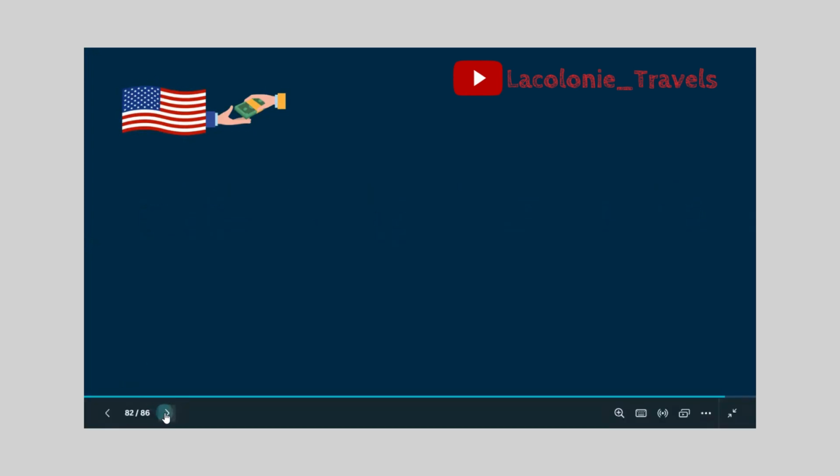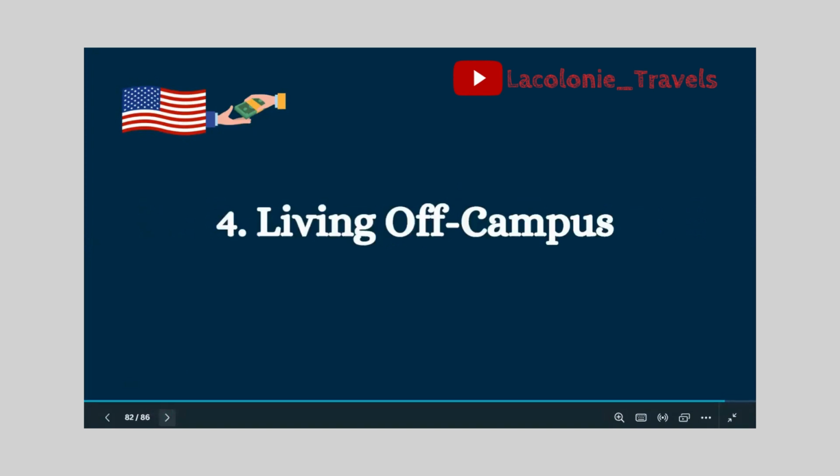The next thing we're going to be looking at here is living off campus. Living off campus here is talking about you staying or getting an apartment outside the college or outside the university where you chose to study in the USA, where you can share the bills with another person or another student who is studying in the United States.